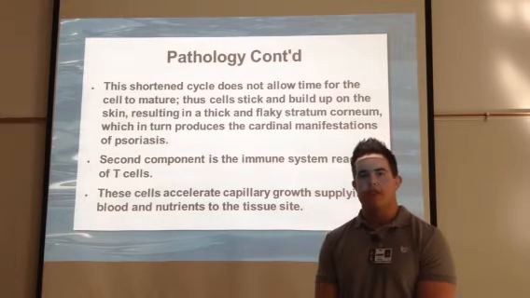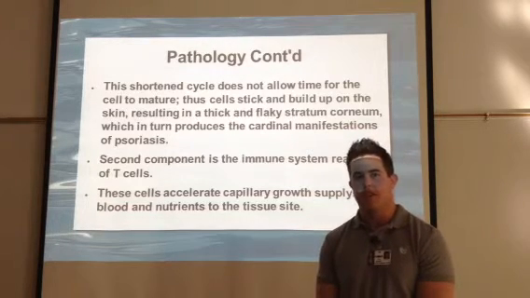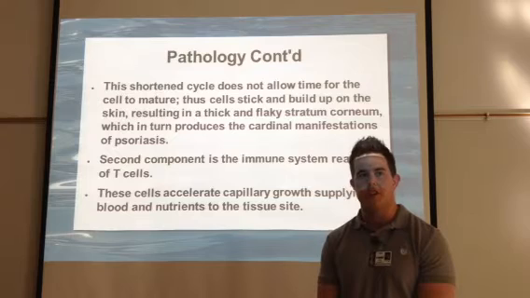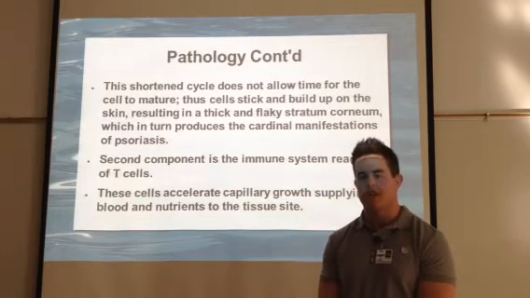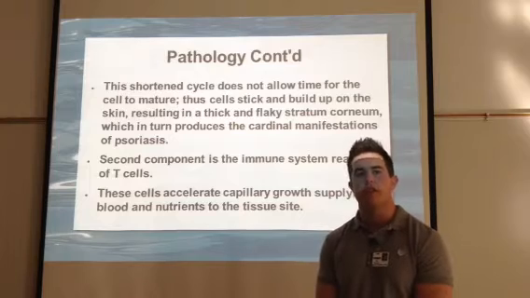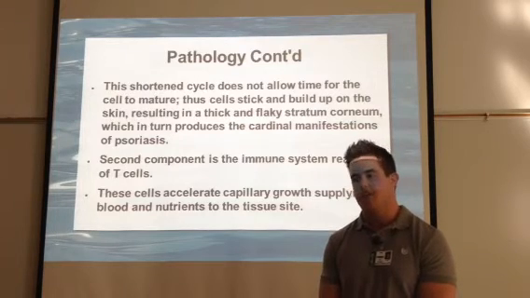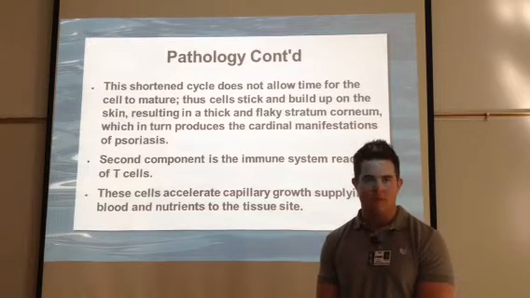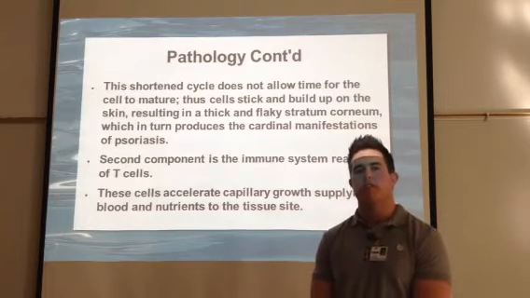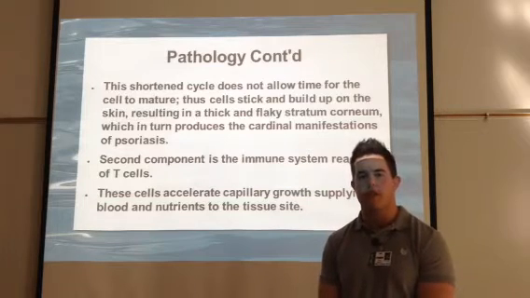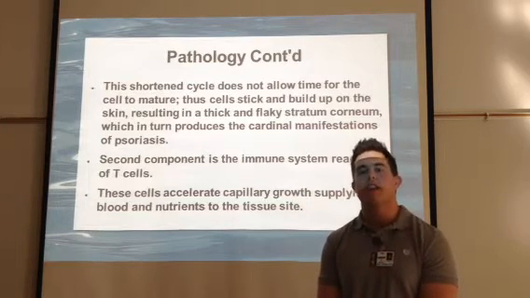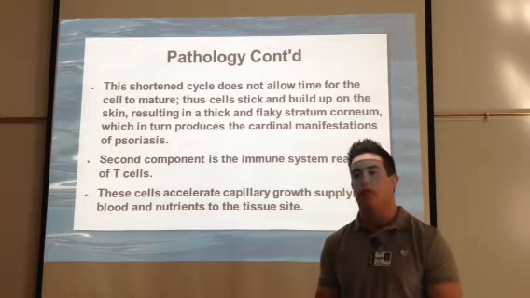This shortened cycle does not allow time for the cell to mature. Thus, the cells stick and build up on the skin, resulting in a thick and flaky stratum corneum layer of the skin, which in turn produces the cardinal manifestations of psoriasis. The second component of this reaction is the immune system reaction via T cells. These cells accelerate capillary growth by supplying the infected lesion area with blood and nutrients, therefore it can flourish and grow.